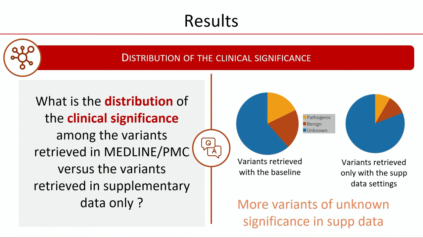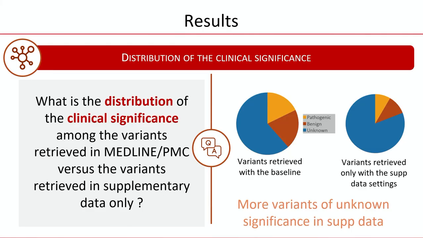And finally, we observed the distribution of the clinical significance among the variants that were retrieved in abstract and full text versus the variants that were retrieved only in the supplementary data. So we can see that we have much more variants of unknown significance in the supplementary data, but the proportion of pathogenic versus benign variants is not strongly different between both data sets. So we have half of pathogenic and half of benign.